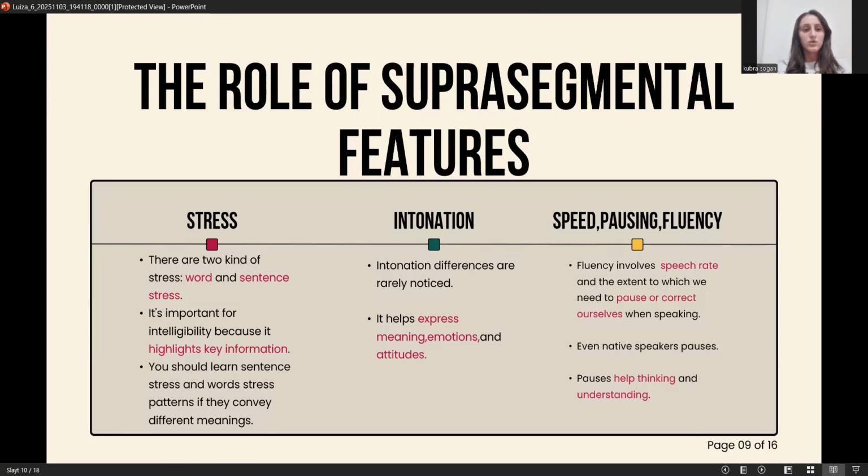In contrast to stress, intonation differences are rarely noticed. It helps express meaning, emotions, and attitudes, so it's useful to practice English intonation.